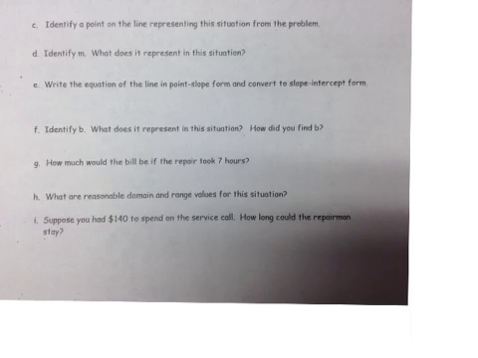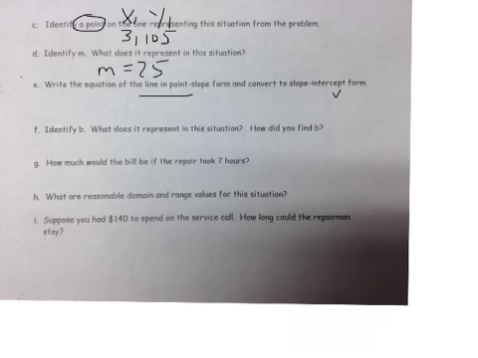Our question says identify a point. Well, the point we know is that 3 goes with 105. Our m, we know that it's $25 per hour. And it wants us to write an equation in point slope form. So this would be our x1 and our y1. So this would look like this: y minus y1 equals m times x minus x1.